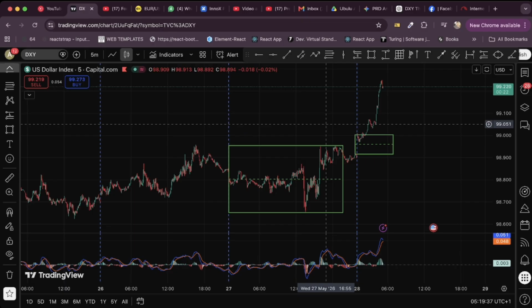So if you want to trade Euro USD, British Pound USD, Aussie Dollar USD, I don't have to look at their charts, but I can tell you what to expect in them. Expect them to continue selling. As DXY is buying, they would sell, and that's what it is.